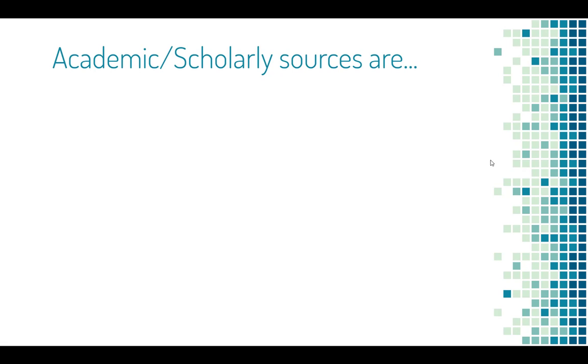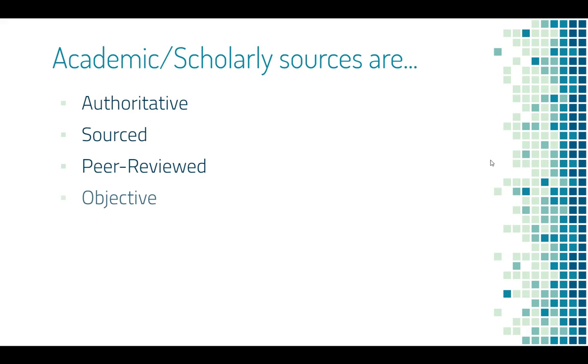Now, academic and scholarly sources are used interchangeably a lot of times. These sources are authoritative, sourced, peer-reviewed, objective, and for academic purposes. You can use these 5 identifiers to determine if something is an academic or scholarly source. Let's go a bit more in depth with each of these to see how we can find out if a source is academic or scholarly.